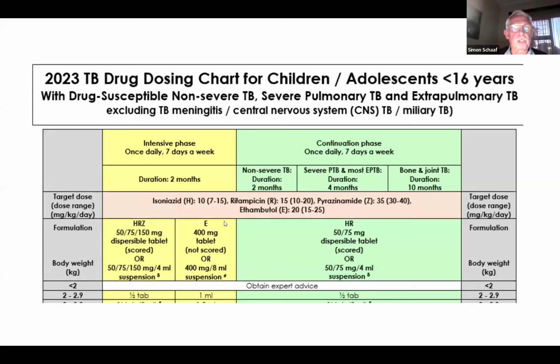And we have included Ethambutol now in all of the patients for the intensive phase, and I'll get back to that. Then coming to the continuation phase, we have 3 groups. One is the non-severe TB, where the continuation phase of isoniazid and rifampicin will be 2 months. For the severe pulmonary tuberculosis and all extrapulmonary tuberculosis, excluding the peripheral lymphadenopathy, which is mainly in the neck, it will be 4 months, and it can be extended to 7 months if it's severe or extensive disease. And then bone and joint disease is longer, up to 10 months of treatment for specifically spinal tuberculosis.